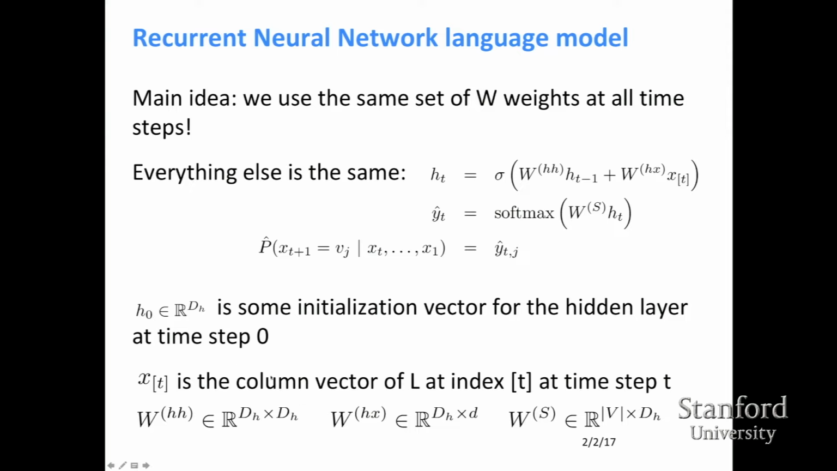Right, and this is the xt definition I just described. It's the column vector of L, which is our embedding matrix, at index t, which is the time step t. It's very important to keep track properly of all our dimensionality. Here, WS, the softmax, actually goes over the size of our vocabulary, V, times the hidden state. So the output here is a vector of the length of the number of words that we might want to be able to predict.